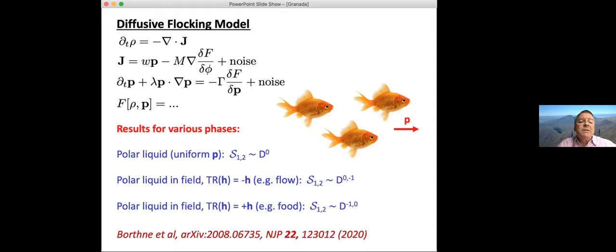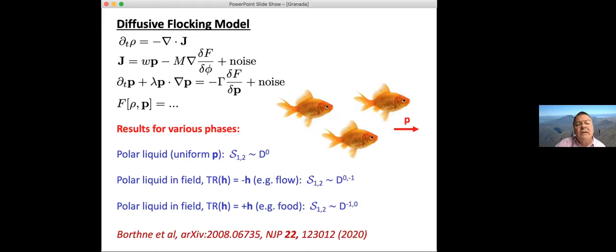The P dynamics has a term lambda, which is quite unrelated to my previous lambda, which is self-advection of P. And again, some response to a free energy structure with a non-conserved relaxation rate gamma. These Fs have to be the same if the rest of this model is to be integrable, so that the advection terms are the only ones that are breaking time reversal, which is the easiest case to think about. And so there's some structure for F of P and rho.